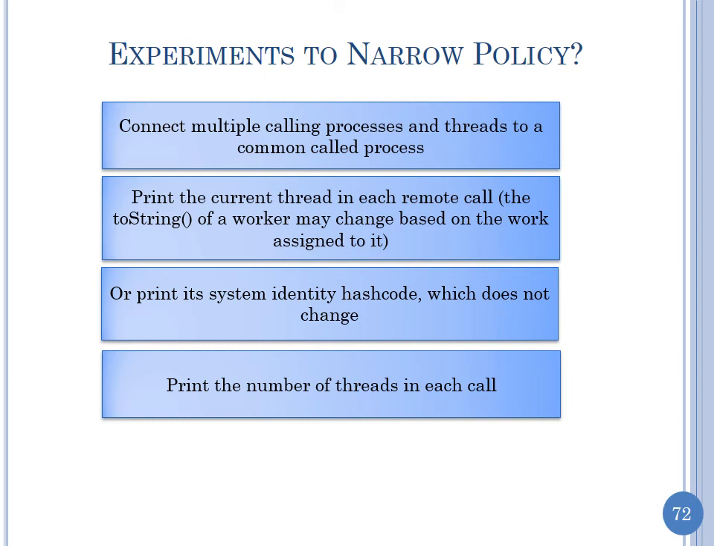The toString of an object gives you an idea of the identity of the object, but the toString can change as the object state changes. So there's another mechanism that you probably don't know about, which is the system identity hash code. There is the hash code used when you put the object in a hash table, and that can change based on the contents of the object. But the system identity hash code doesn't. So that's another thing we can try to use if we need to.